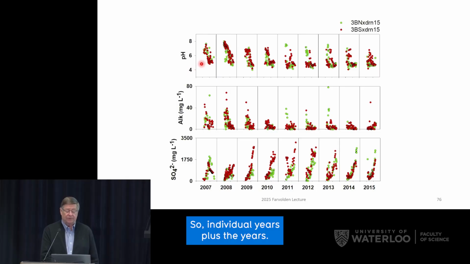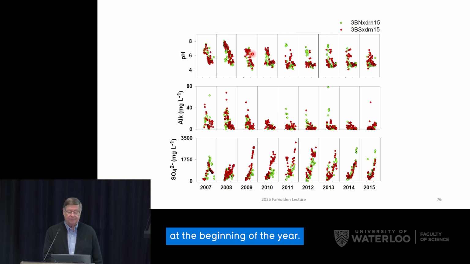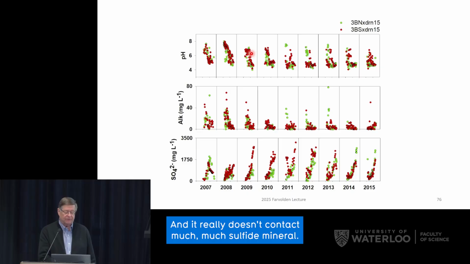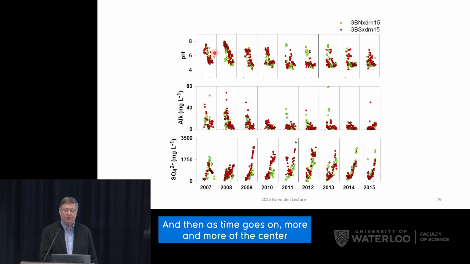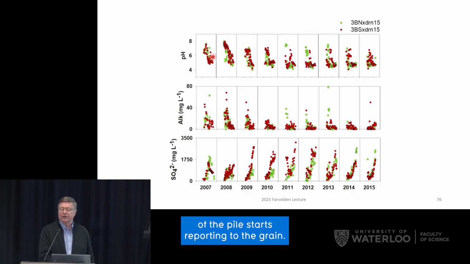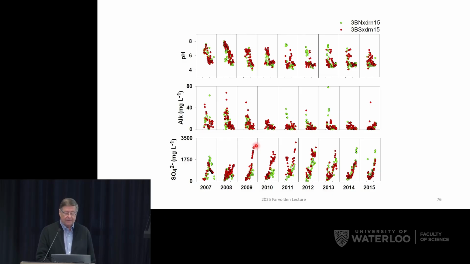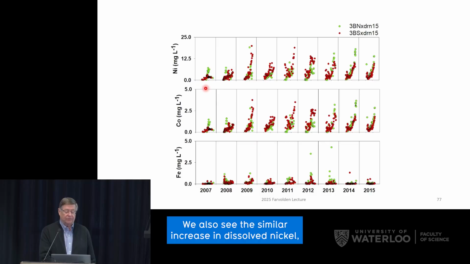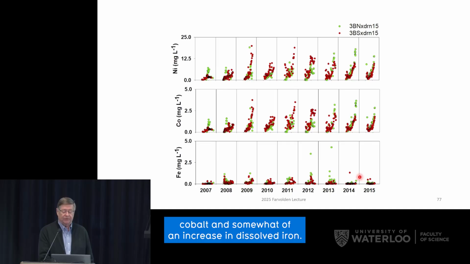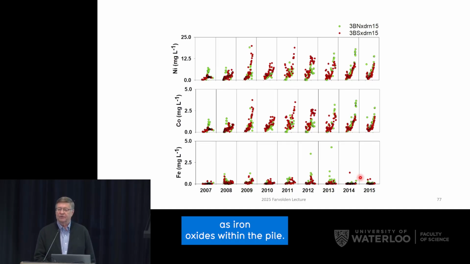So individual years plus the years. So we see high pHs every year at the beginning of the year, and that's water that's coming through the edges of the pile and really doesn't contact much sulfide mineral. And then as time goes on, more and more of the center of the pile starts reporting to the drain, and so the pH falls every year, and we see a decline in alkalinity that occurs every year and an increase in dissolved sulfate. We also see a similar increase in dissolved nickel, cobalt, and somewhat of an increase in dissolved iron. Most of the iron is precipitated as iron oxides within the pile.